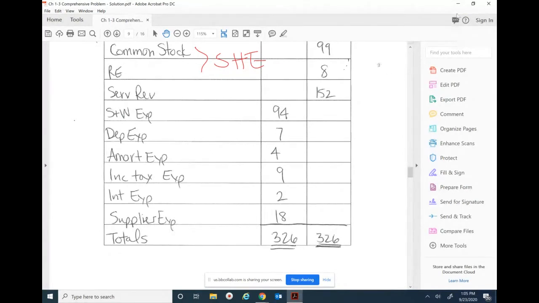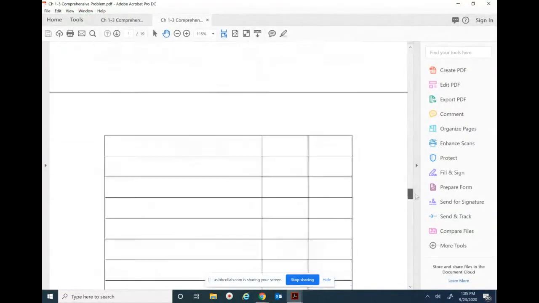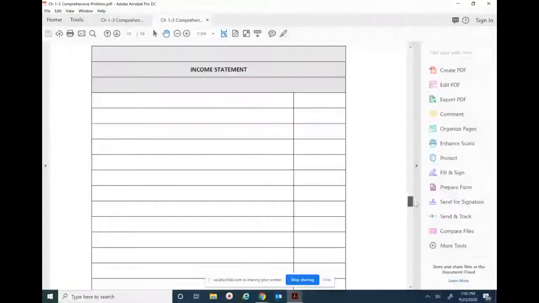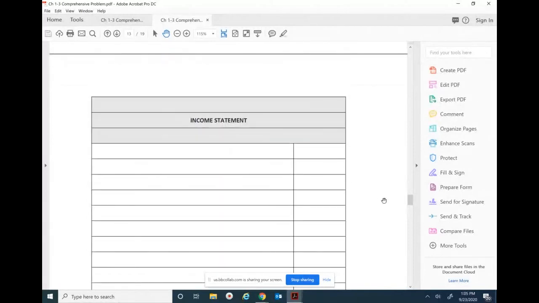Okay, so I will show you how to prepare. We're going to the next page. I'll show you how to prepare the income statement first. And I want you guys to remember that the income statement is the first financial statement that the company prepares. This is one of the financial statements that you'll be responsible for. So just for your notes, the income statement reports performance for a given period.